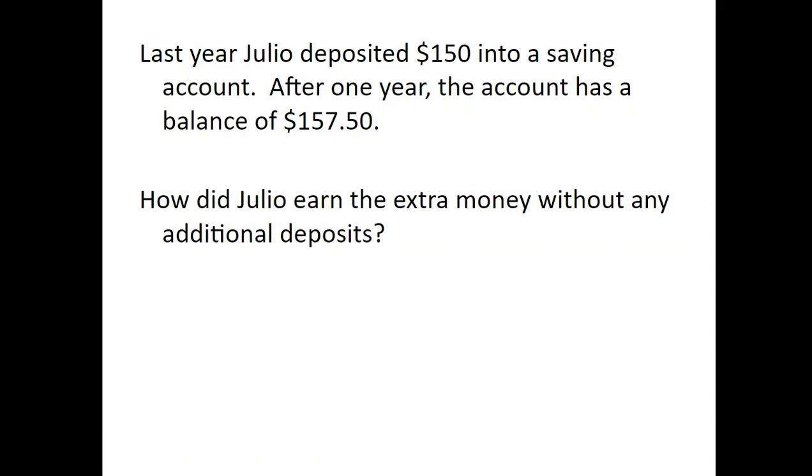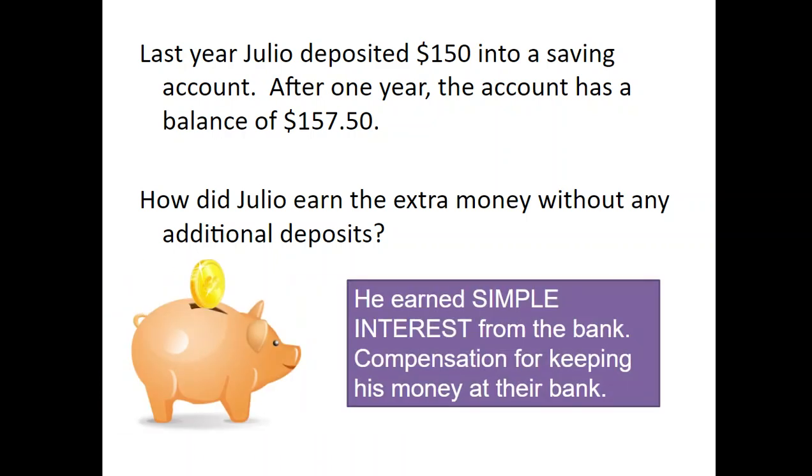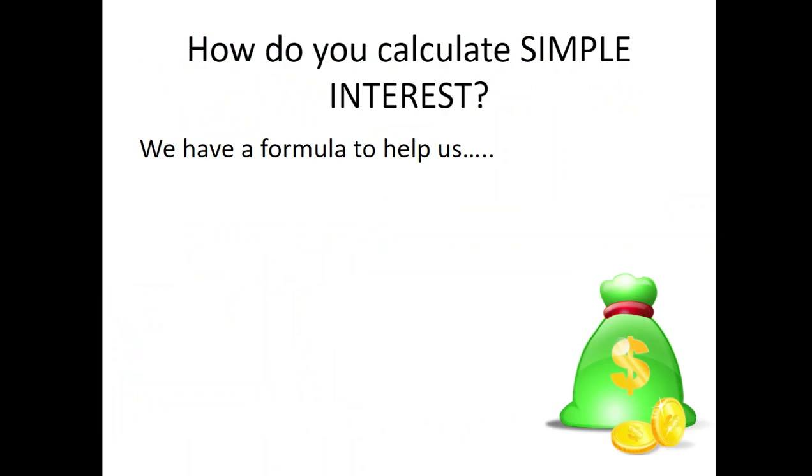Last year Julio deposited $150 into a savings account. After 1 year, the account has a balance of $157.50. How did Julio earn the extra money? Basically, he earned simple interest from the bank. It's compensation for keeping your money at the bank. They'll pay you for it because then they can take your money and loan it out to somebody else. So how do we calculate it?